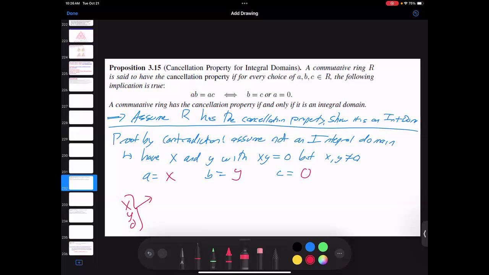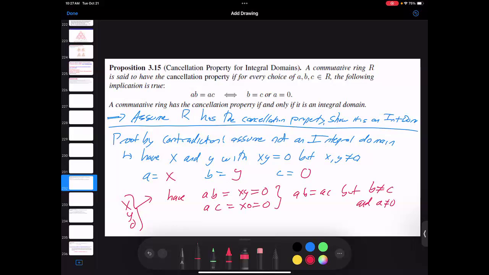And so if we try that, then we would have AB would be x times y, which is 0. AC would be x times 0, which equals 0. Therefore, AB equals AC, but B does not equal C, and A does not equal 0. This contradicts that R has the cancellation property.